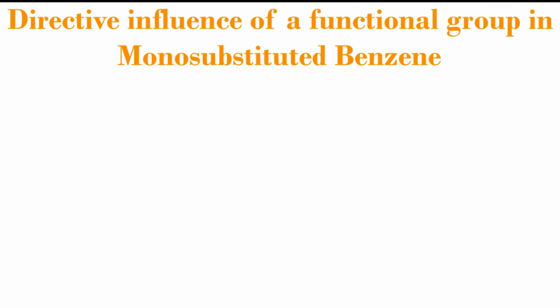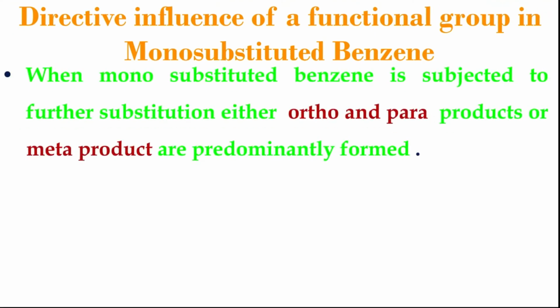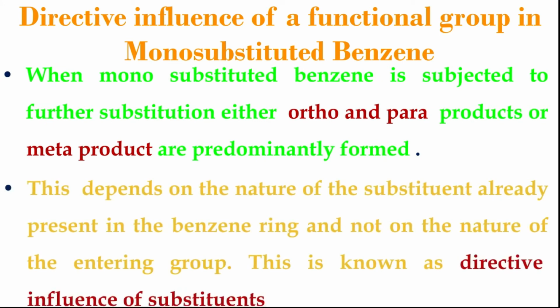Next we have directive influence of a functional group in monosubstituted benzene. When monosubstituted benzene is subjected to further substitution, either ortho and para products or meta products are predominantly formed. This depends on the nature of the substituent already present in the benzene ring and not on the nature of entering group. This is known as directive influence of substituent.